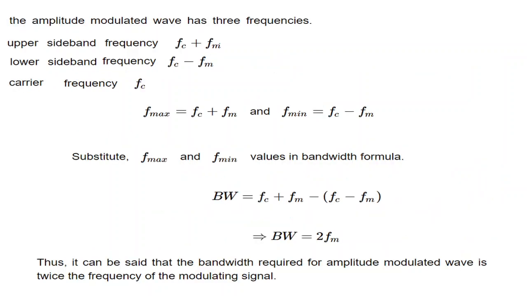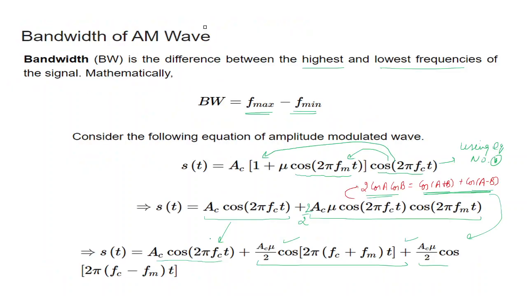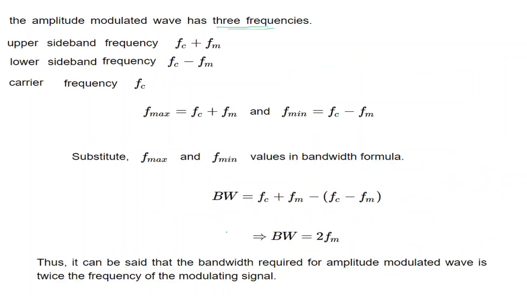Now you can see we have three frequencies. When you observe this equation, we have three frequencies. One is this, second one is this, and third one is this. We'll write the names of these three frequencies. fc plus fm is the upper sideband. fc minus fm is the lower sideband, and the carrier frequency belongs to fc.